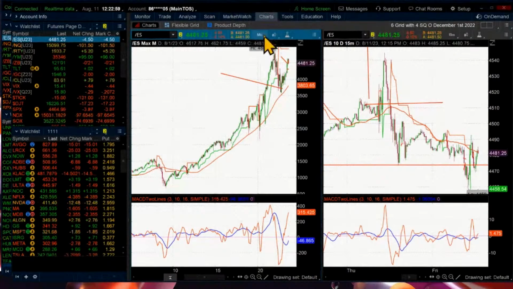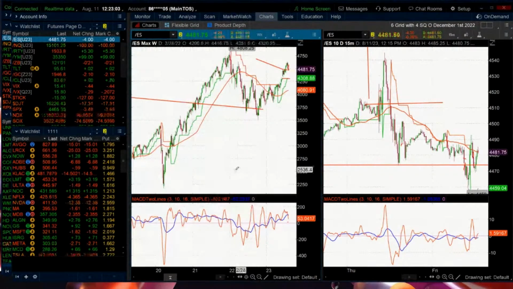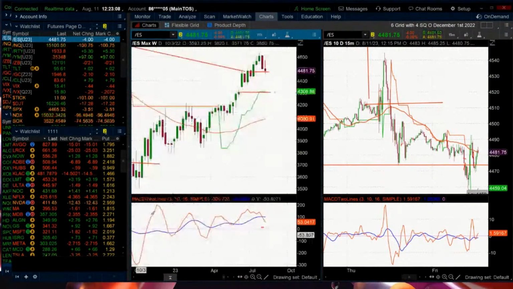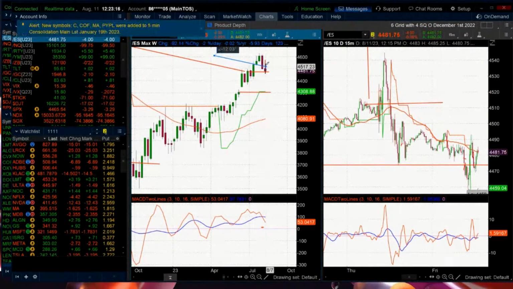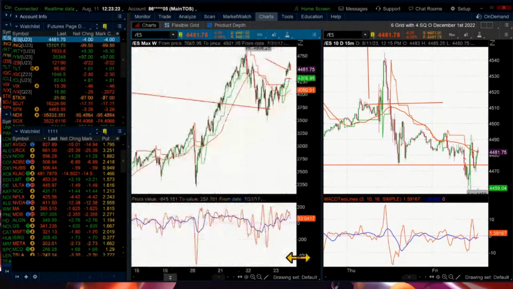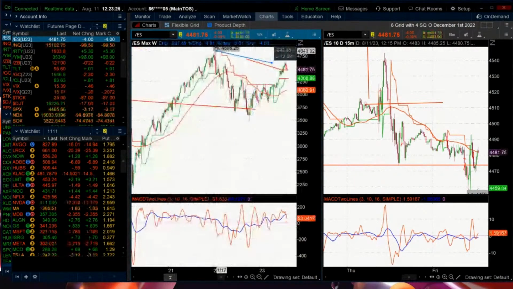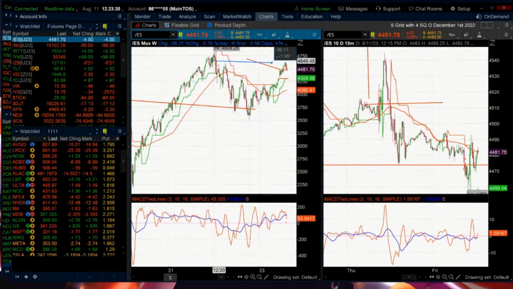But I got to see those reversal candles at least on a weekly chart, which you're starting to see. It's just really, really hard to short at 4,480 when it was just 4,600. But in the grand scheme of things, that's nothing. That's what? 2% at most. So, I mean, last year it went down 1,200 points. So, what is that?